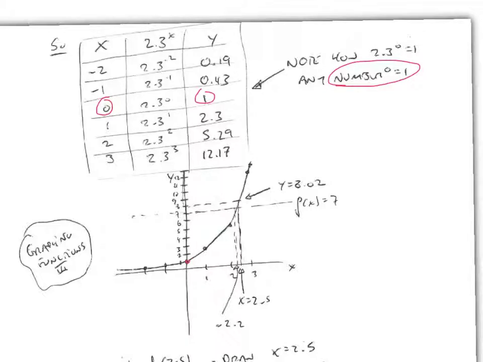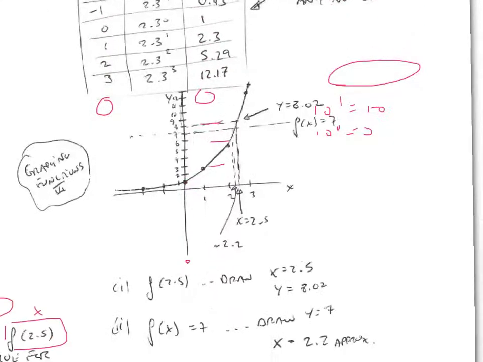Okay? So here's the other data. 2.3 to the power of 1 is itself. Any number to the power of 1, 10 to the power of 1 is 10. So 2.3 to the power of 1 is 2.3. To the power of 2 is 5.29, then 12.17. In the book it's wildly incorrect. Okay, this is the correct data. So let's solve the problem then.